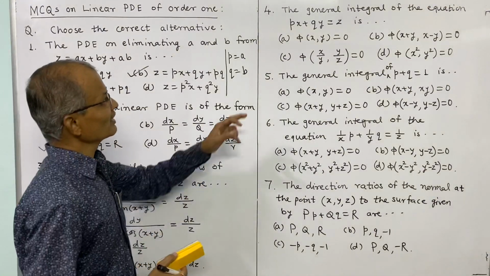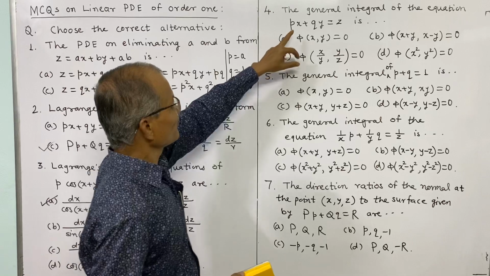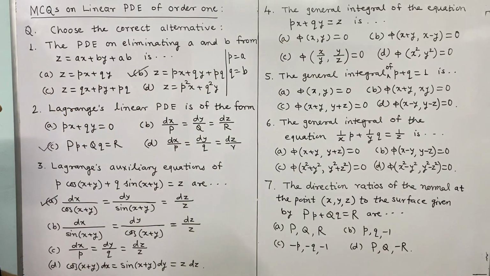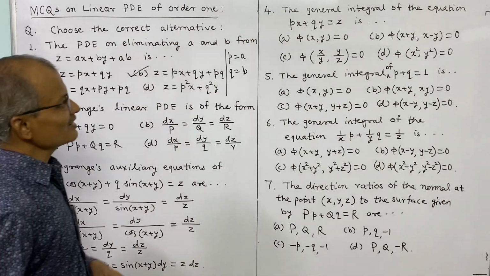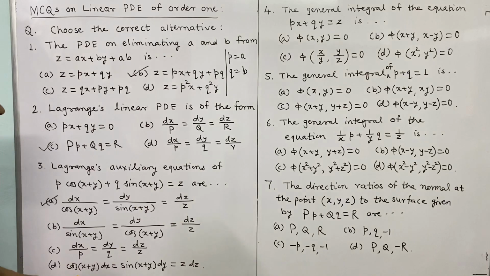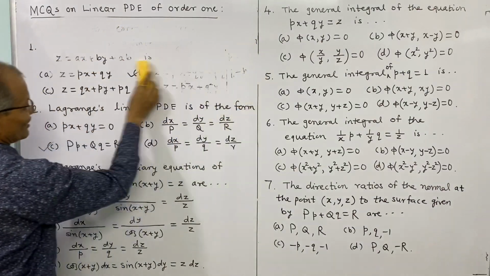Next, the fourth one is: the general integral of the equation px + qy = z is. Now, this is again a simple problem, but it must be solved to get the answer. Now I shall rub out this part, and here we can do the work.